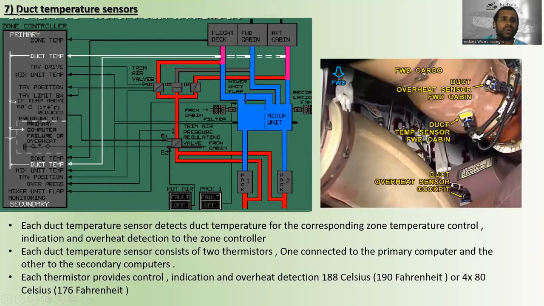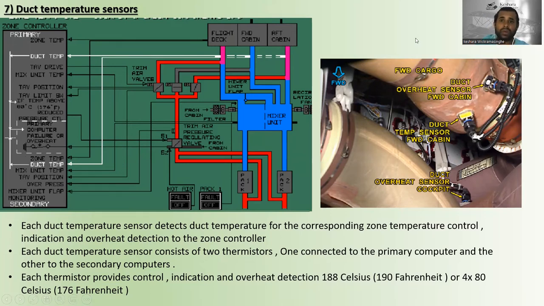All right, now let's go to the duct temperature sensors. Here is the duct temperature sensor, and this is the duct overheat sensor for the cabin, and this is the duct overheat sensor for the cockpit, right? Each duct temperature sensor detects duct temperature for the corresponding zone temperature control, indication and overheat detection through the zone controller. Remember, each duct temperature sensor consists of two thermistors, one connected to the primary computer and the other to the secondary computer. Each thermistor provides control, indication and overheat detection at 88 Celsius or 190 Fahrenheit, or 4 times 80 Celsius or 176 Fahrenheit. It means 4 times, all right?